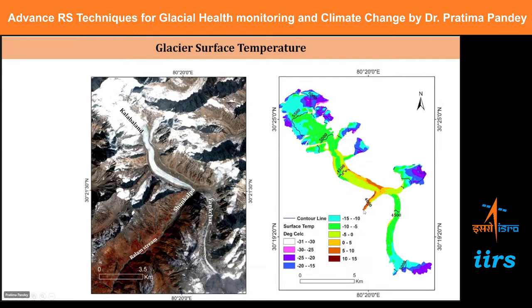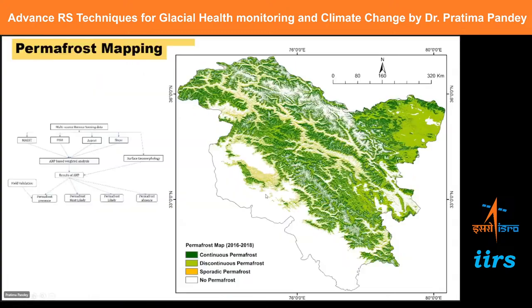This is the snout of the glacier, this is the ablation zone, and this is the accumulation zone of the glacier. We can see in the accumulation zone the temperature is very low. If we come to the ablation zone, it is relatively high because of the debris here. We have debris mostly in the ablation zone. So the temperature of debris is more than the temperature of ice and snow. So this is how we can estimate the surface temperature.